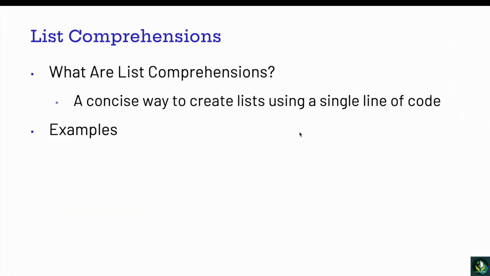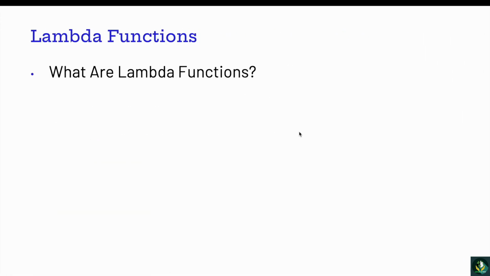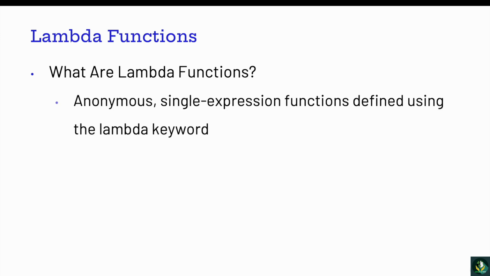Next, let's look at lambda functions. Now, what are lambda functions? These are anonymous single expression functions defined using the lambda keyword. It's used in a lot of programming languages, also called anonymous functions or lambda somewhere else, but in Python it uses the lambda keyword. So let's look at some syntax and examples for lambda functions.